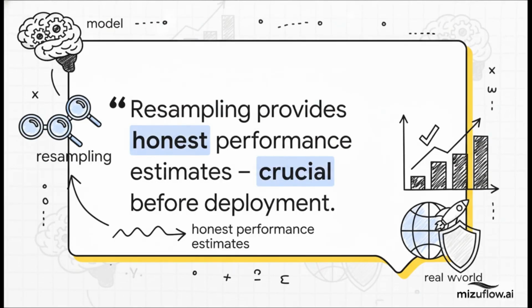So what's the bottom line here? Resampling methods like cross-validation and the Bootstrap, they aren't just a nice to have. They are an absolutely essential step for any serious modeling project. They give you the honest, reliable performance estimates you absolutely need before you can even think about sending your model out into the real world.